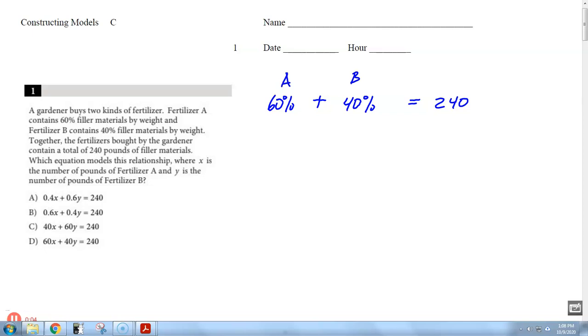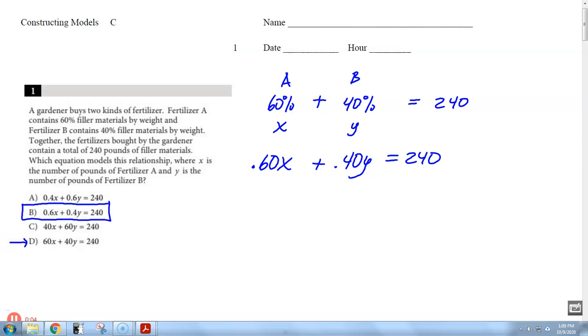And I want to do an equation. So X is A, and Y is the B. Well, if I'm looking at weight, 60% I can write as 0.60. So 0.60 of X plus 0.40 of Y would come out to be 240. So for this one, looks like the correct answer here would be B. Now they probably want you to pick D, but that's just kind of ignoring the percentages. So just be careful that with the percentages you use the decimals there.